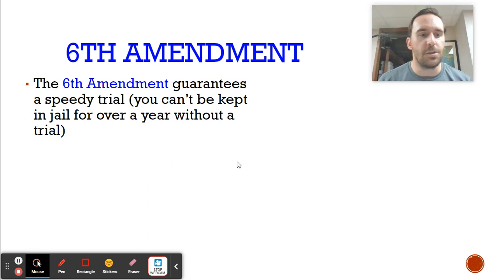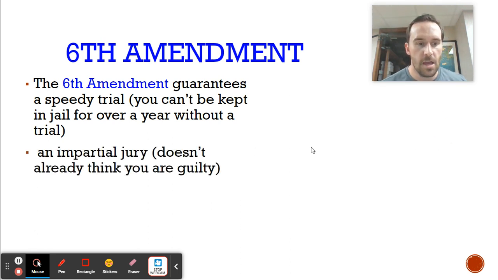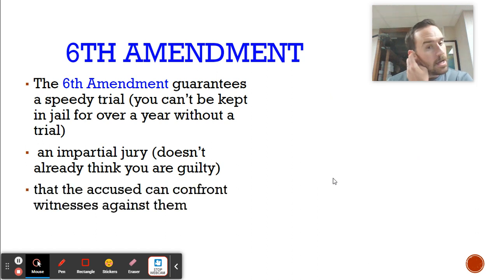The Sixth Amendment guarantees you the right to a speedy trial, which means they can't just keep you in jail without giving you a trial. You have the right to an impartial jury. Impartial means that they don't already have opinions about you. They don't already think you're guilty.